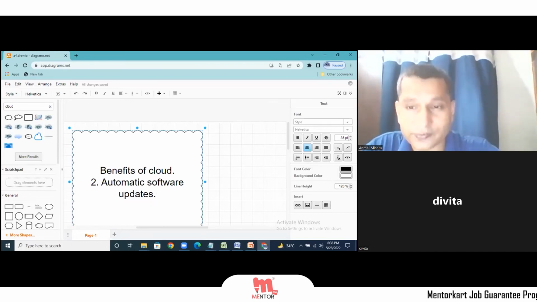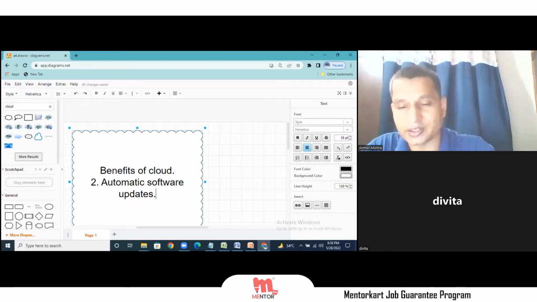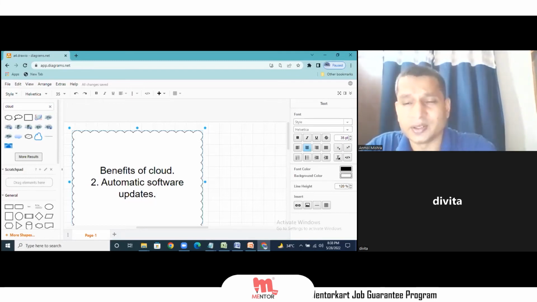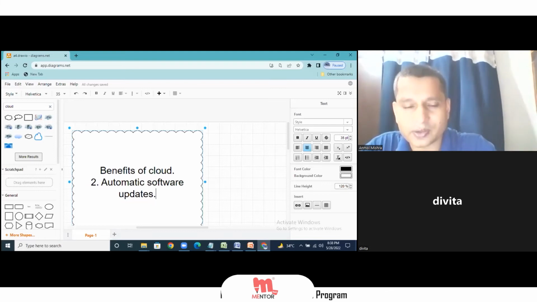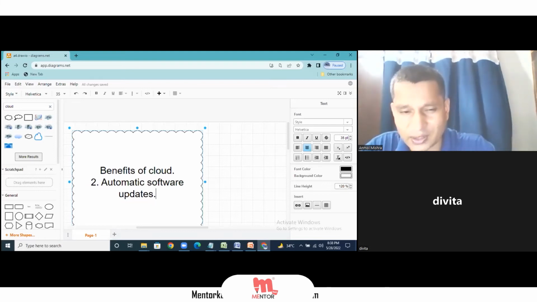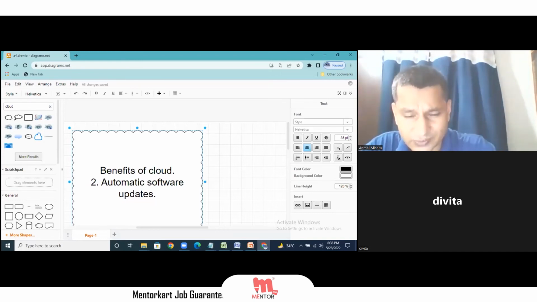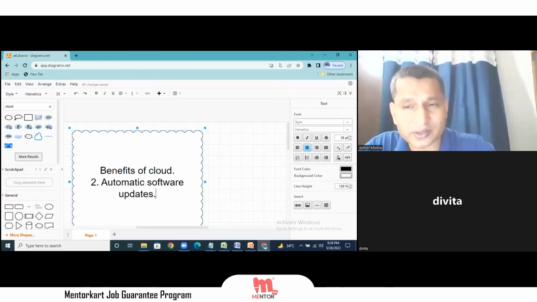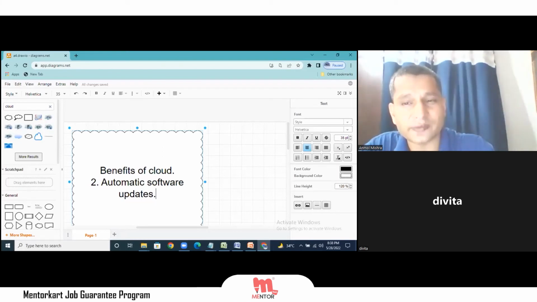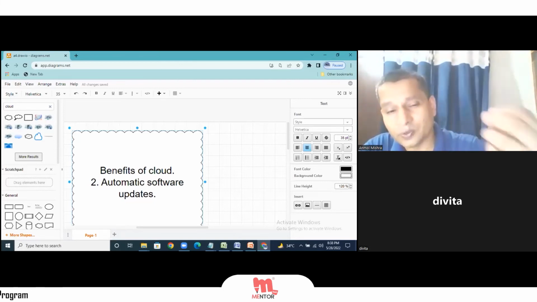So automatic software updates. For example, if you work in the IT industry, on Saturday, Sunday, second Saturday or fourth Saturday or any Saturday, Sunday, Microsoft rules. It's not rules. What Microsoft is doing is that the Microsoft team is investigating on their backend. Are there any glitches? Are there any drawbacks in their software? Are there any issues? Is there anything we can modify or improve in the software?